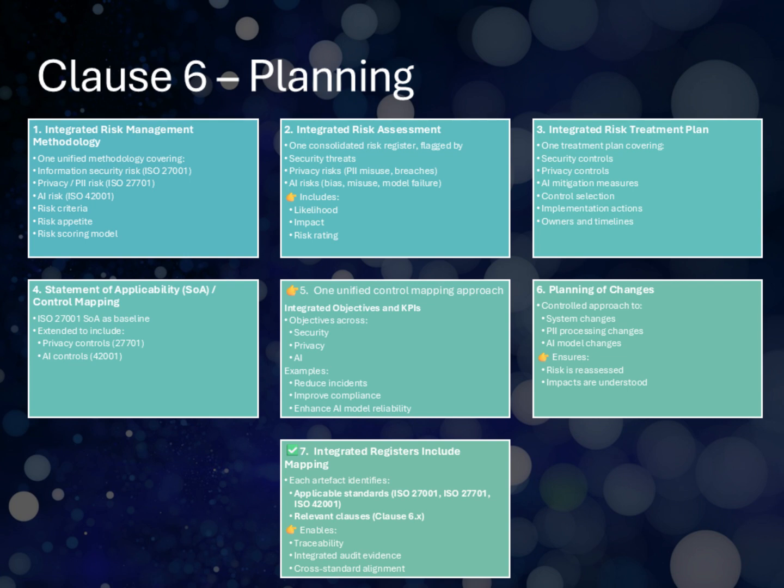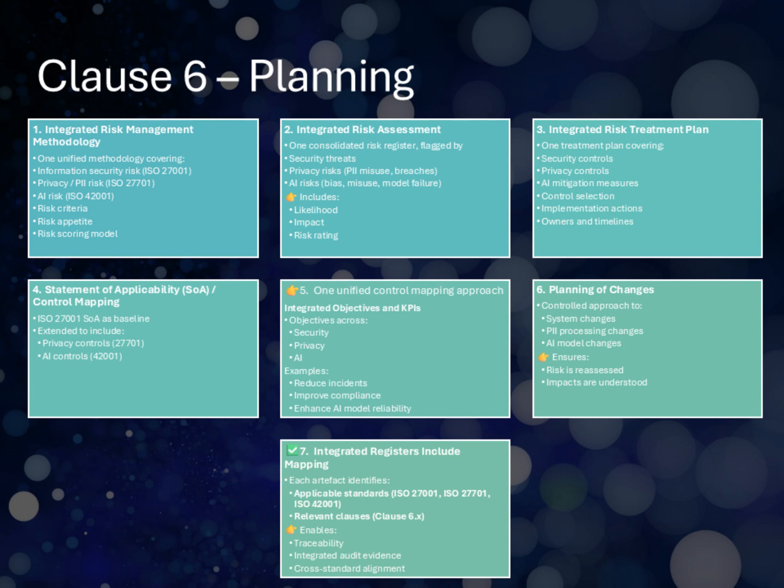From there, we develop one integrated risk treatment plan, combining security controls, privacy safeguards, and AI mitigation measures into a single, coordinated approach. A key output here is the Statement of Applicability, which acts as the control baseline, extended to include privacy and AI controls within the same framework. We also define integrated objectives and key performance indicators across all domains, ensuring alignment with business goals.